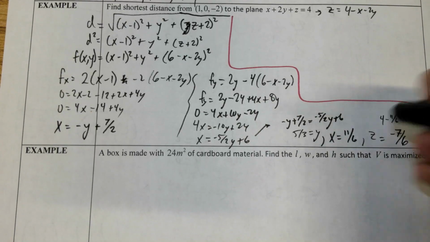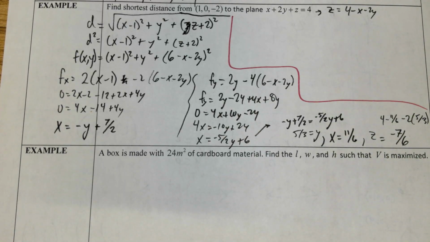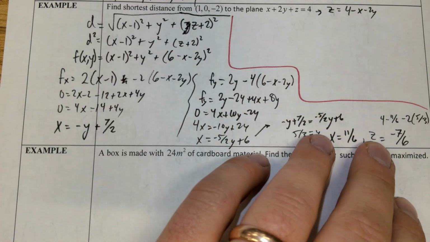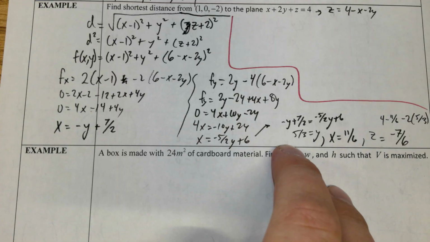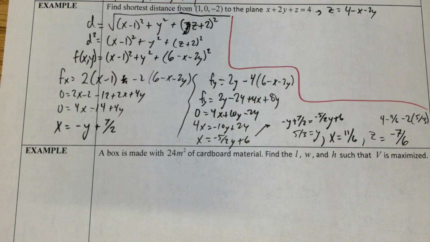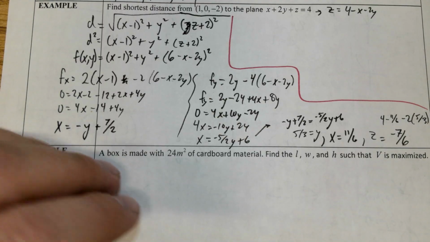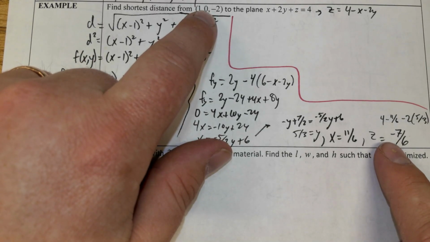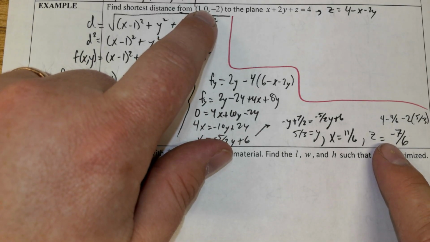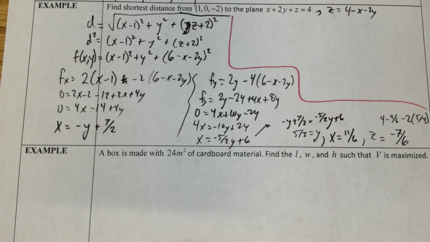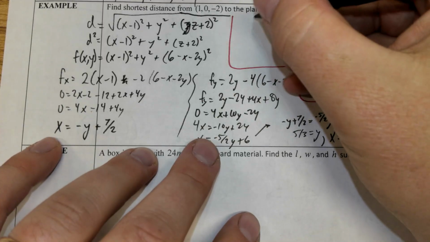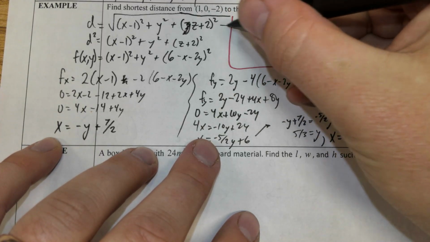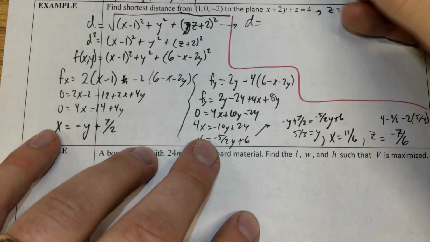That was the most annoying part about this for me, is that I did all the work to get to my answer, and I just have a coordinate: 11/6, 5/3, -7/6. I'd actually have to go back and find it says find the shortest distance. Well, technically what I did is I found the closest point, but I didn't find the shortest distance. So let me make sure that we go and do that. This is going to be like bringing this guy right back over.